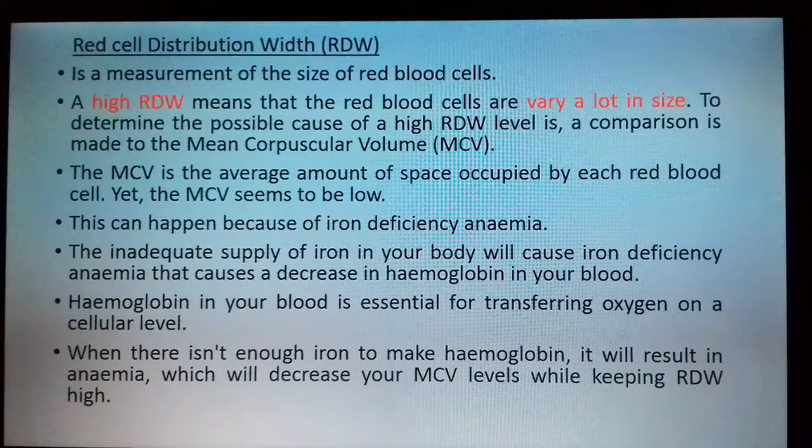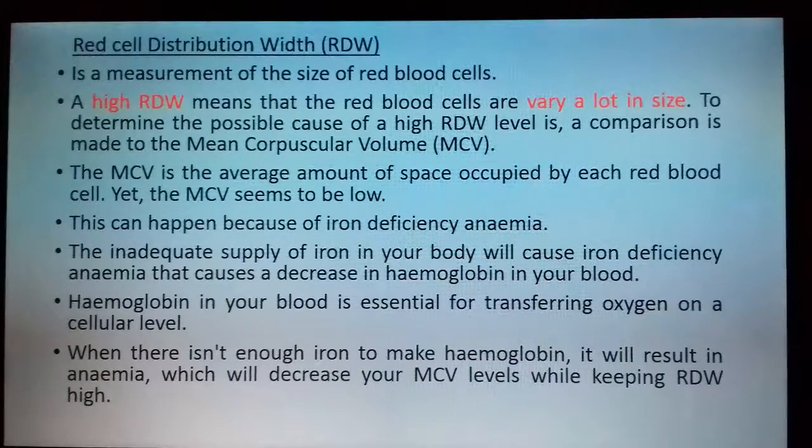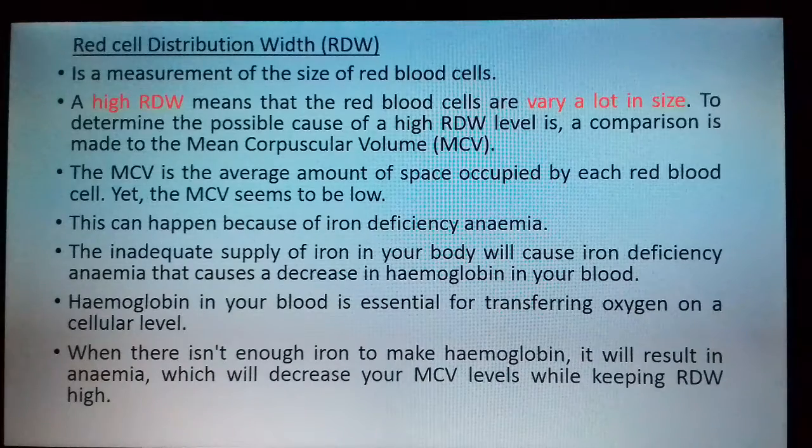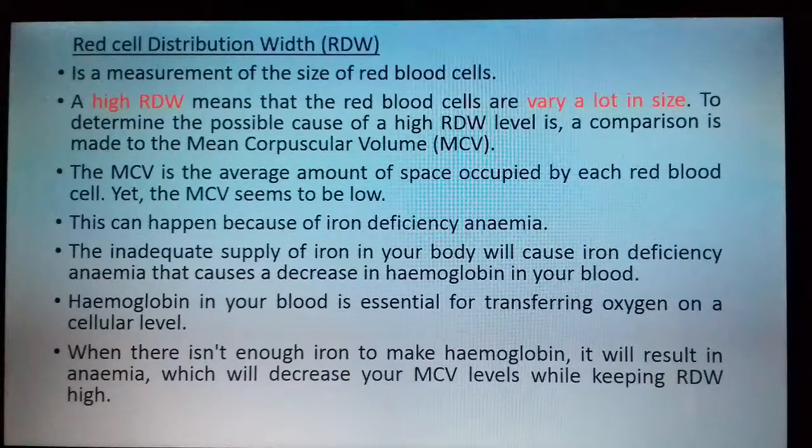Red cell distribution width, RDW. It is a measurement of the size of red blood cells. A high RDW means that the red blood cells vary a lot in size. To determine the possible cause of a high RDW level, a comparison is made to the MCV. The MCV is the average amount of space occupied by each red blood cell, yet the MCV seems to be low. This can happen because of iron deficiency anemia.